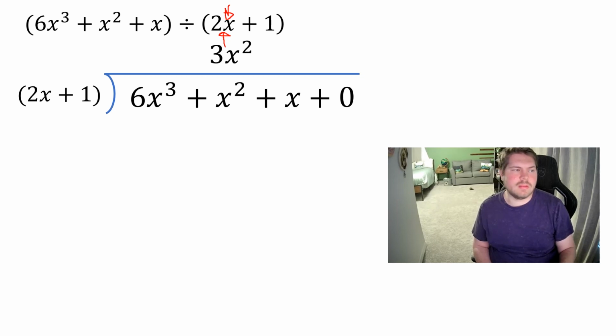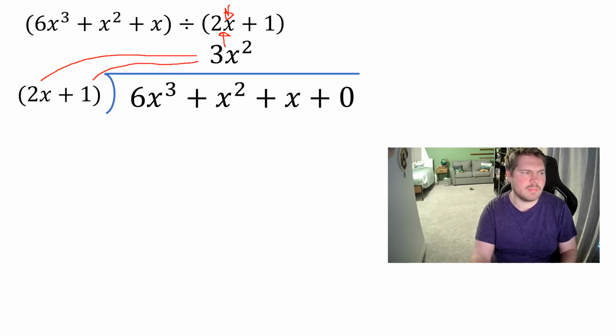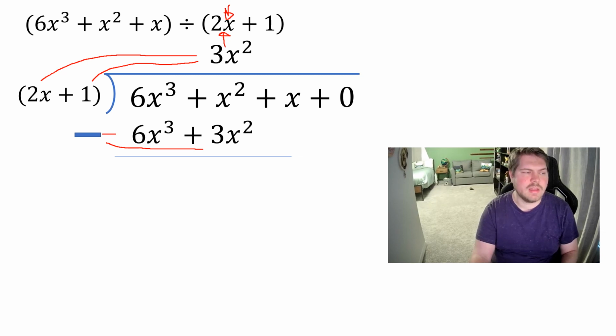So then we consider, if we're multiplying 2x by 3x squared to make it close to 6x to the third, then we also need to multiply that to the 1. So this basically needs to multiply to both of them. And we get 6x to the third plus 3x squared. And now you subtract. We subtract. And these should always cancel out. And then x squared minus 3x squared will be negative 2x squared.